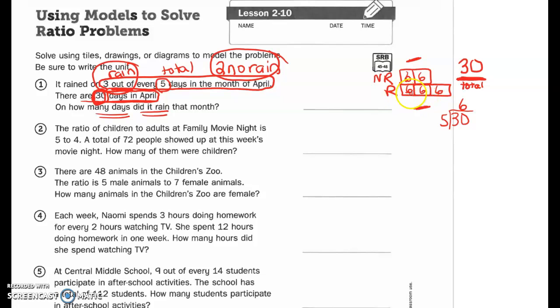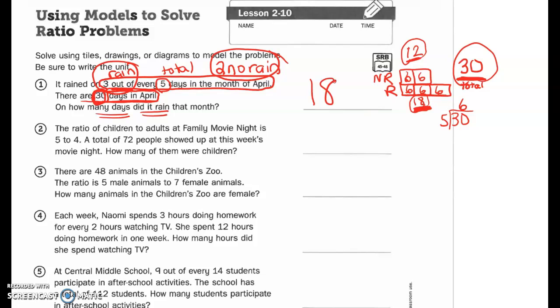And then to get the total days it rained, that would be 3 groups of 6, which is 18. 2 groups of 6 for no rain, so that's 12. These two numbers should total this number out here, and they do. So we know we did it correctly, and now we can go back and answer our question. How many days did it rain that month? It would be this answer right here, 18.